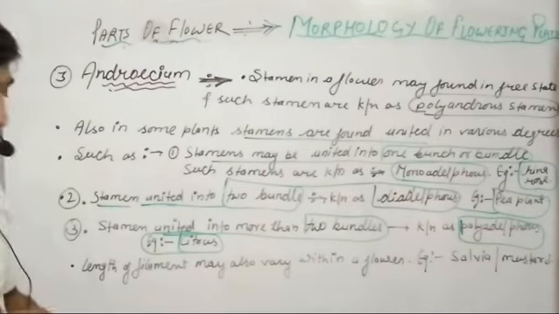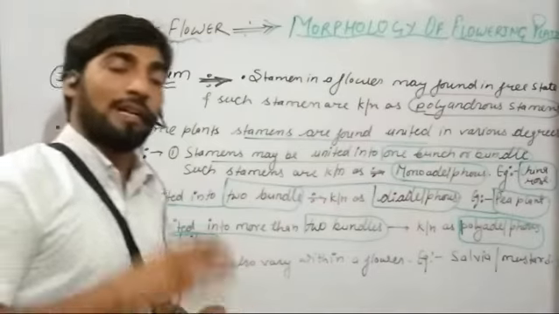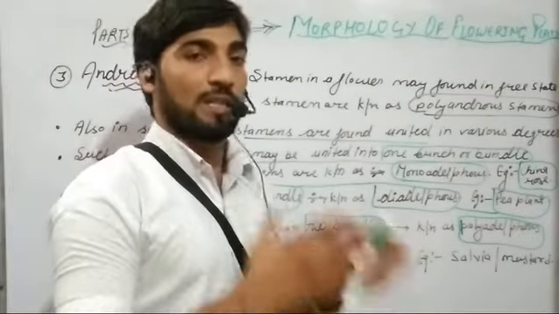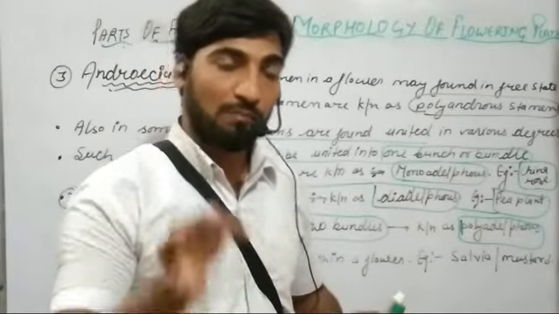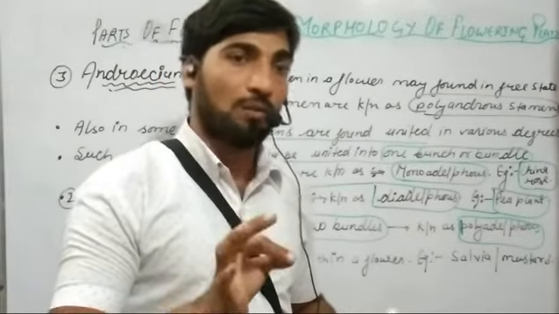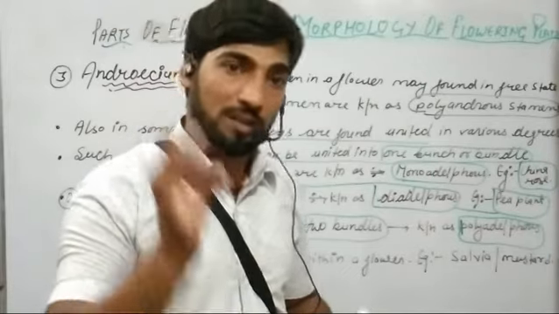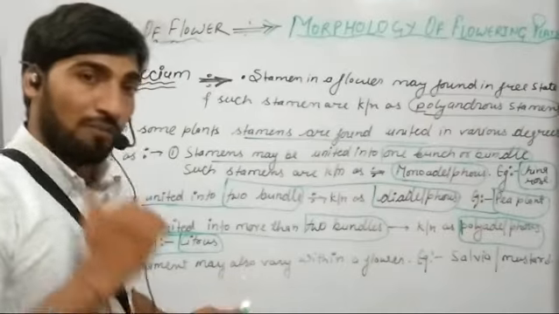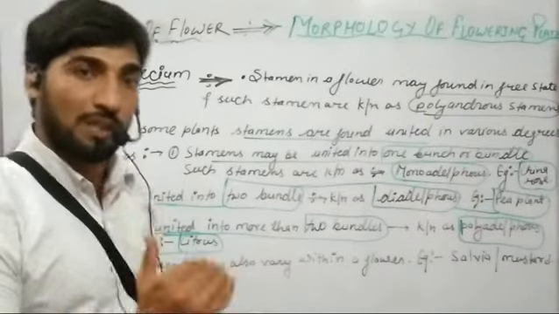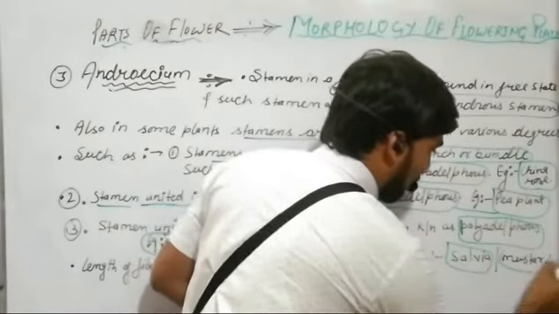Further, in some flowers, the length of the filament of a stamen may also vary within a flower. The examples of such plants having varying lengths of filaments within a flower include the salvia plant and the mustard plant.